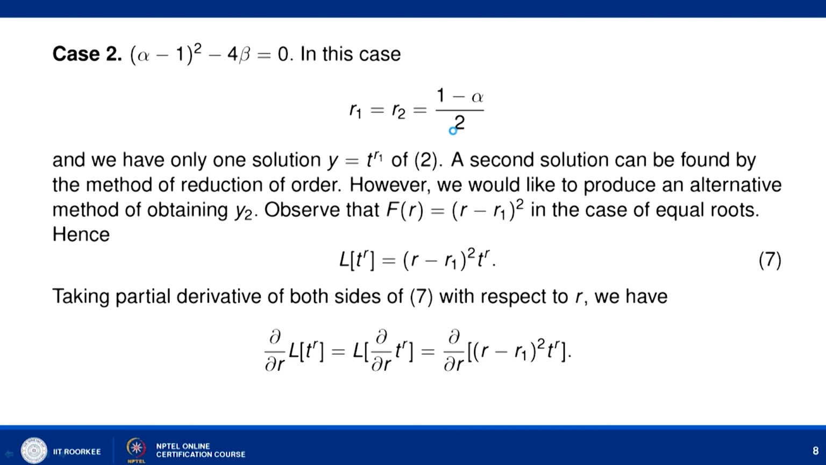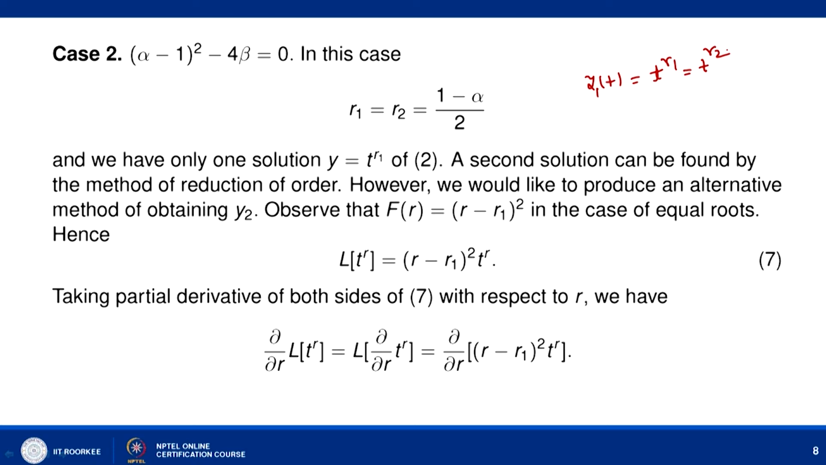Now, moving on to case 2, here we have alpha minus 1 whole squared minus 4 beta equal to 0. In this particular case we have equal real roots, that is r 1 equal to r 2 equal to 1 minus alpha by 2. So, when r 1 is equal to r 2, we have only one solution available, that is y 1 of t, which you can call t to the power r 1, whether you use r 1 or r 2, because r 1 and r 2 are equal. So, we have only one linearly independent solution.